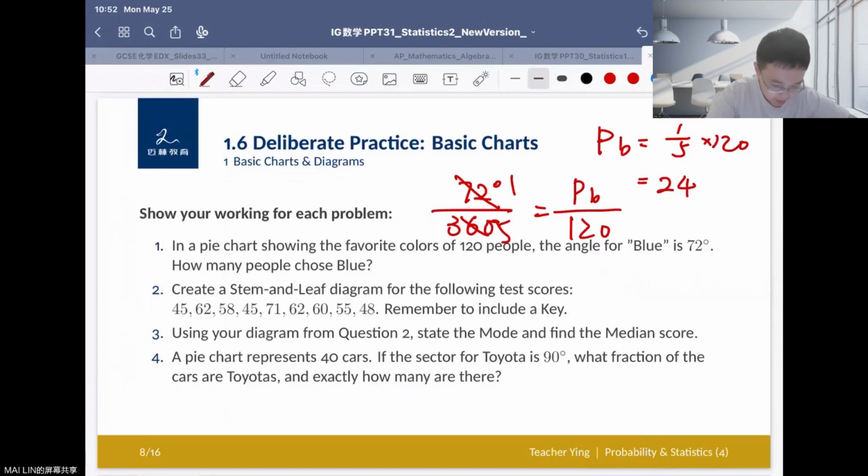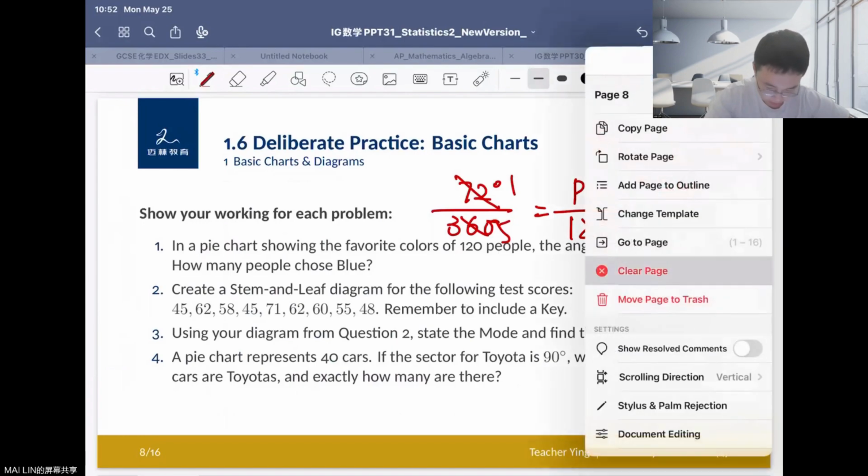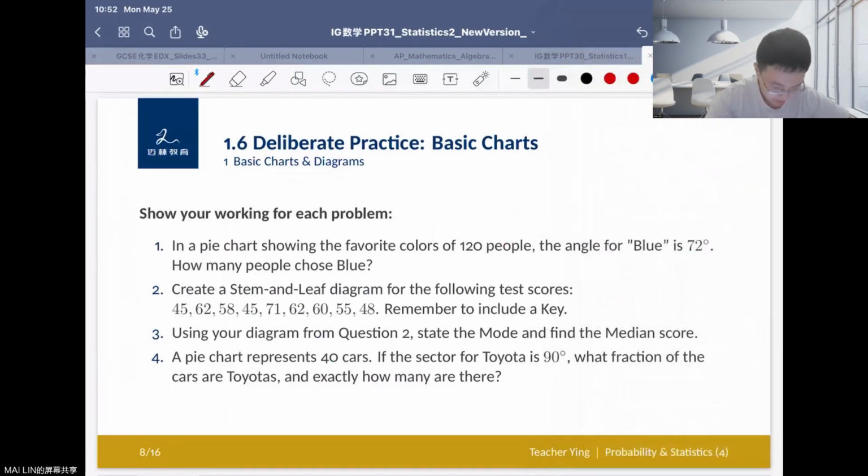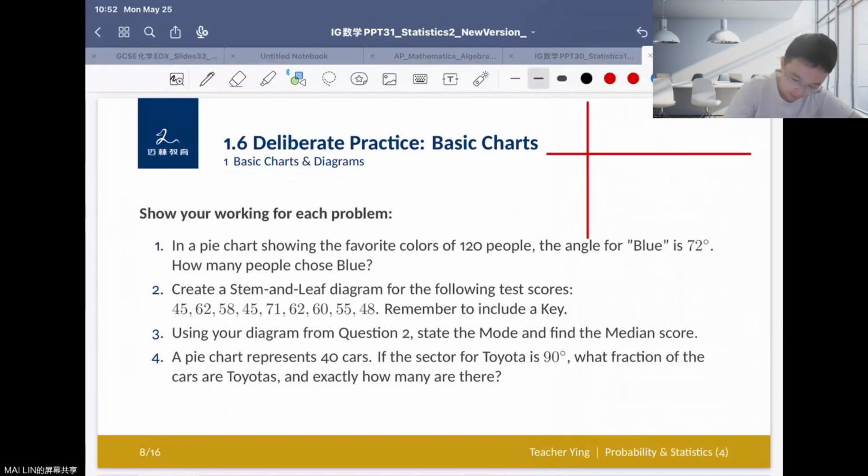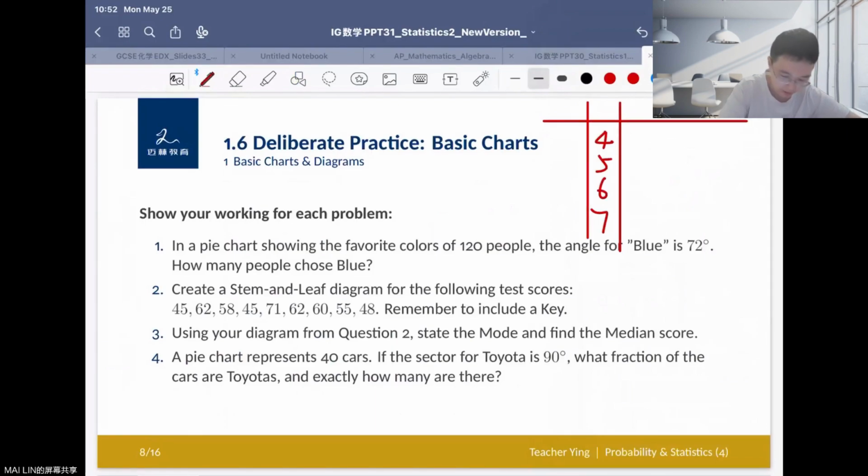And for problem 2, create a stem and leaf diagram for the following scores: 45, 62, 58, 45, 71, 62, 60. So we can just try to draw a stem and leaf. We have stems 4, 5, 6, 7 right here, right? For 4, we have 45, 45, and 48, right? And for 5, we have 55 and 58, right? And for 6, we have 62, 62, 60, right?